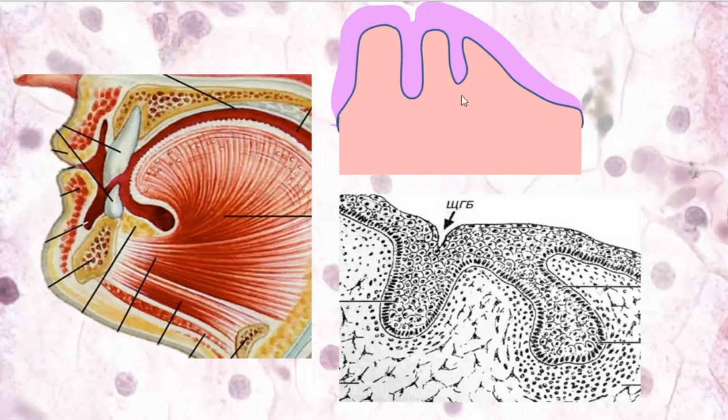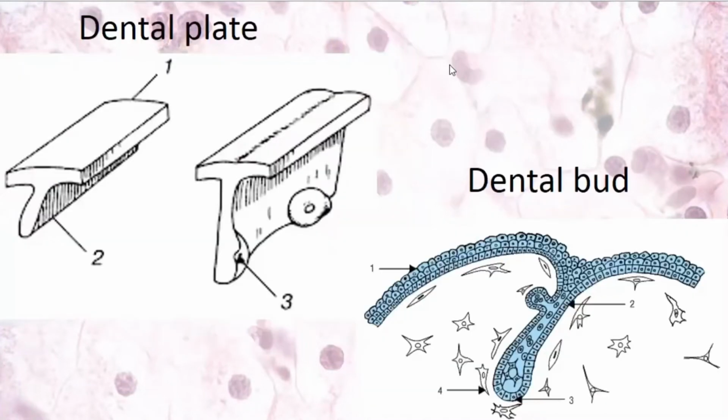And here we can see a fold which will form teeth. Here you can see the dental plate. It's an invagination of ectoderm into the underlying mesoderm, mesenchyme. So ectoderm grows inside the mesenchyme, and we call this the dental plate. So it's the first stage of odontogenesis. It's the dental plate, which grows inside the mesenchyme.